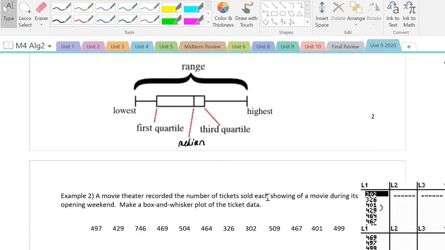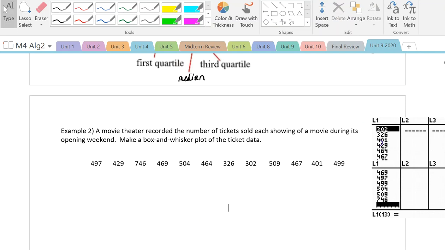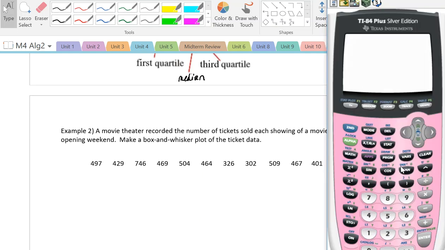All right. A movie theater recorded the number of tickets sold each showing of a movie during its opening weekend. Obviously not lately. Make a box and whisker plot of the ticket data. So, first of all, I'm going to show how to sort this data in the calculator. So I'm going to go to Stat Edit and clear out anything that I have in there. And 4, 7, 4, 2, 9.